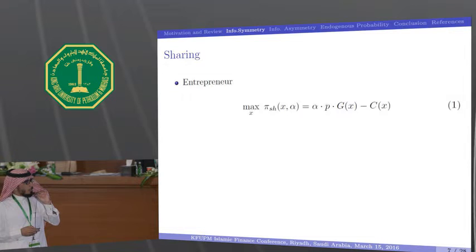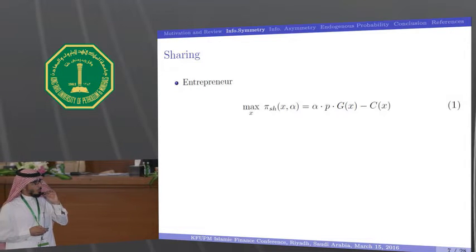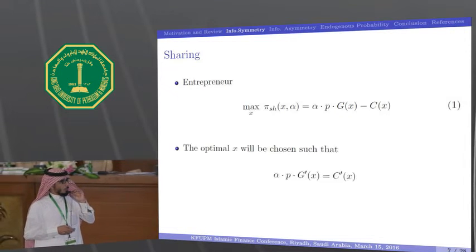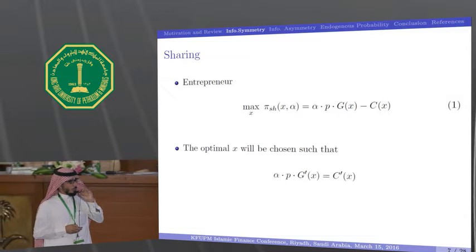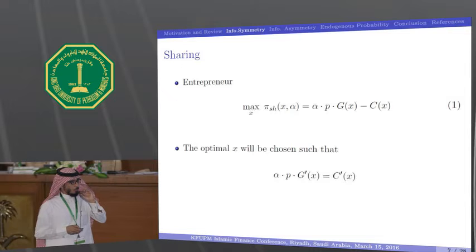Now, let's study the external financing. Under sharing, the entrepreneur function will be this one. He will get a share of the gain and nothing in the loss states. He has this utility of effort. The optimal X will be the one that satisfies this condition.